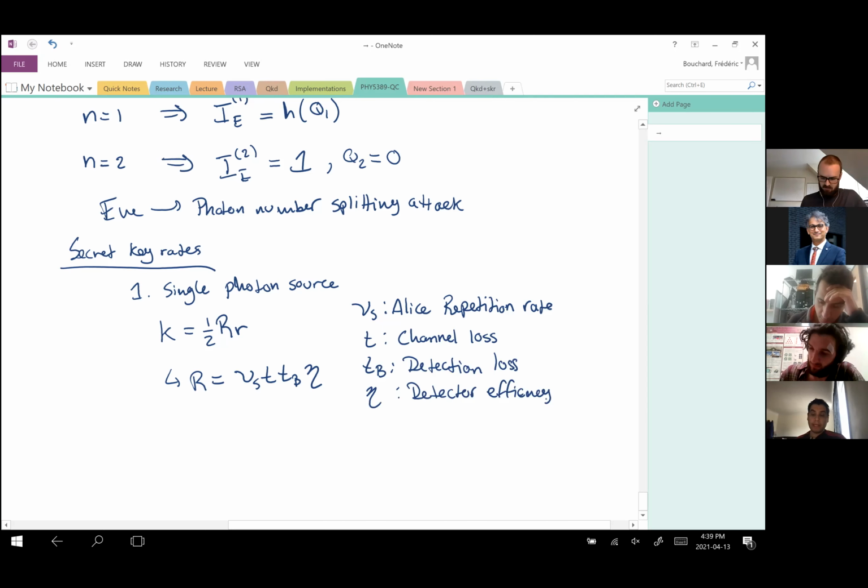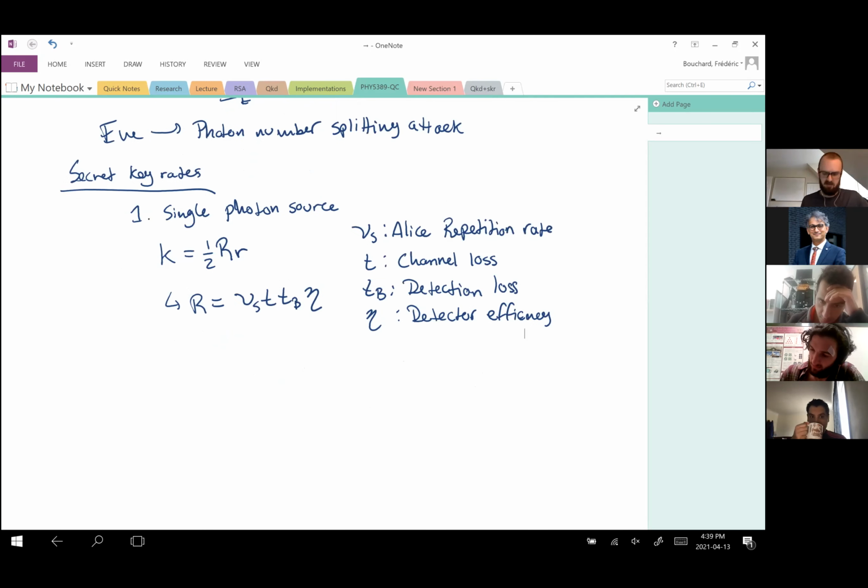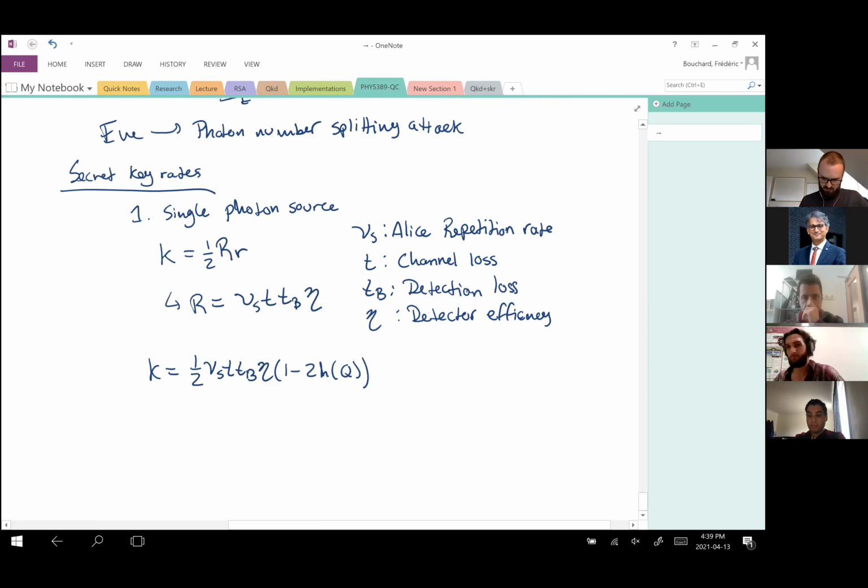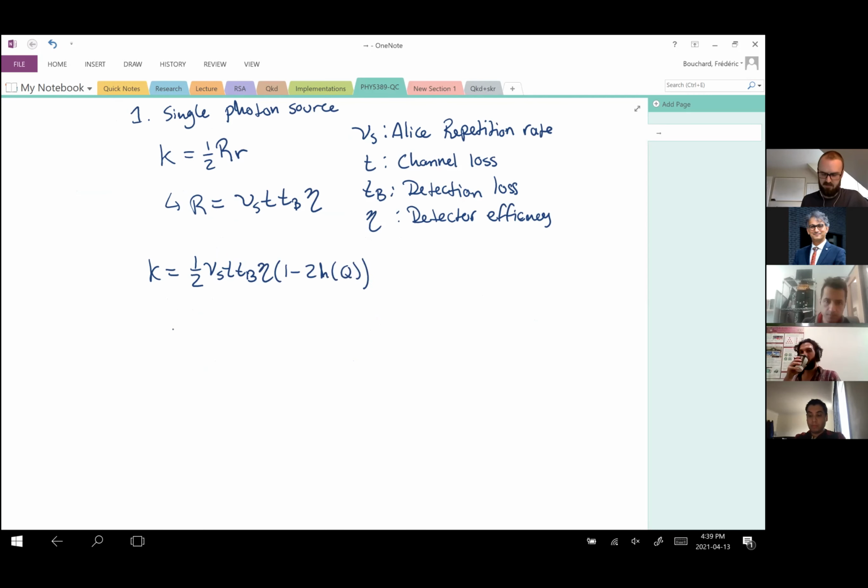So those are actual experimental parameters you would get in a real life scenario. So for BB84 and single photon source, this is your key rate. If you have all these parameters, you can actually calculate what would be the kind of rates you would be able to get. And one of the important things we like to do is look at the dependence of the secret key rate in terms of channel loss.